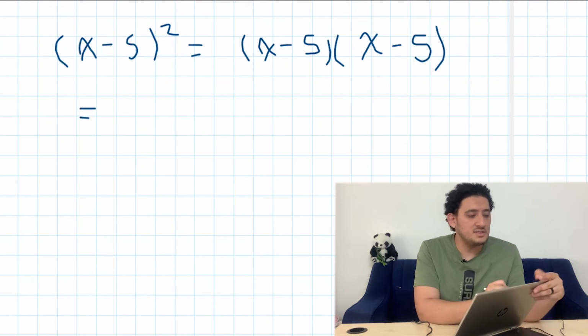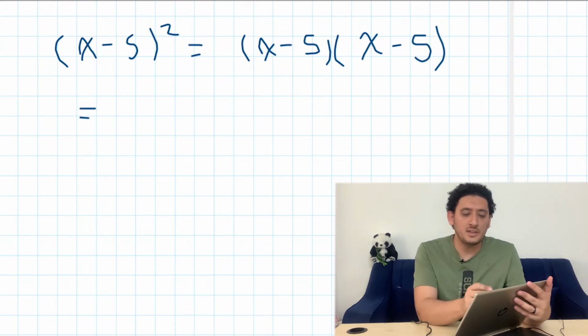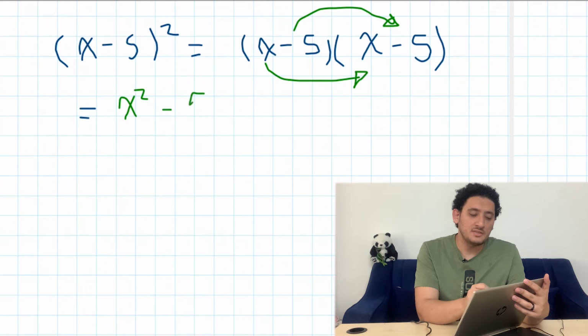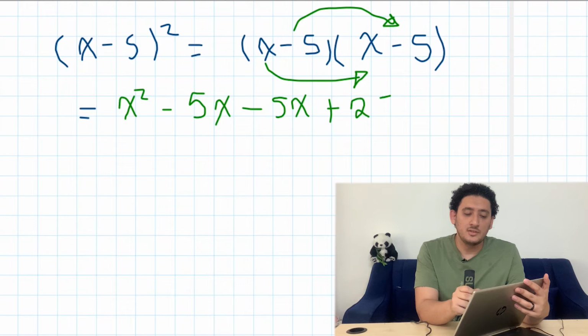And here we can use the same way that we used a moment ago. X will be multiplied by the second bracket, and minus 5 will be multiplied by the same bracket. So we can say x multiply x is x squared. X multiply negative 5 means minus 5x. Minus 5 or negative 5 multiply x, the same thing, minus 5x. And minus 5 multiply minus 5 means positive 25.